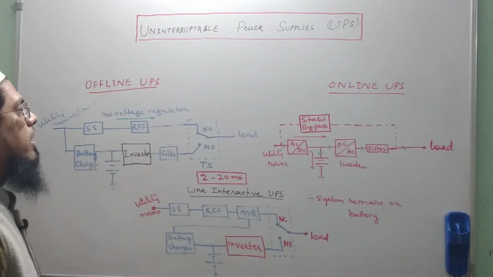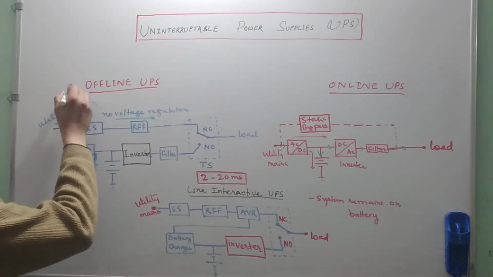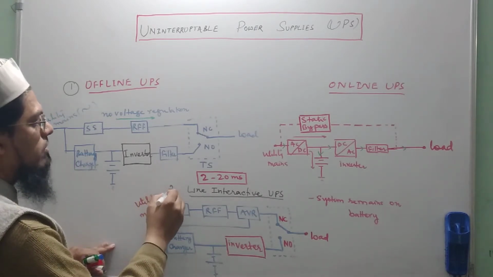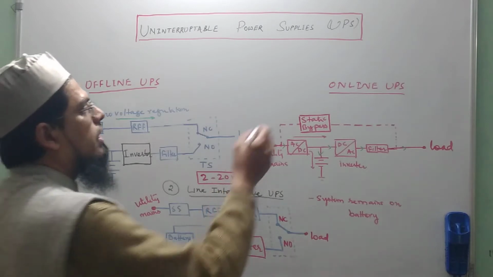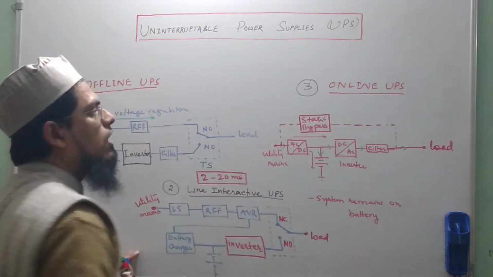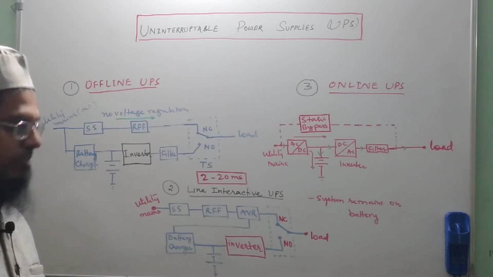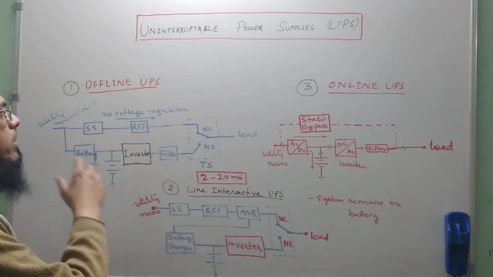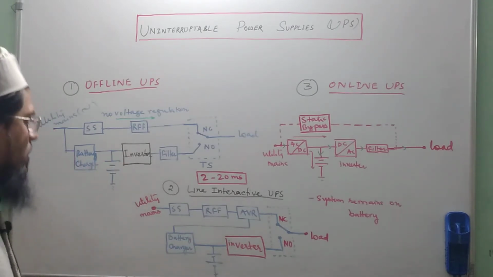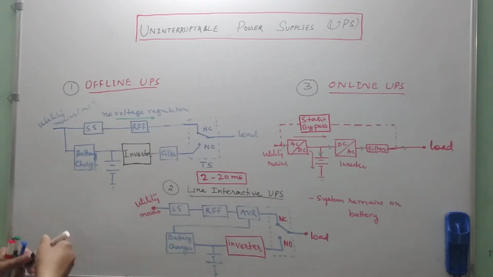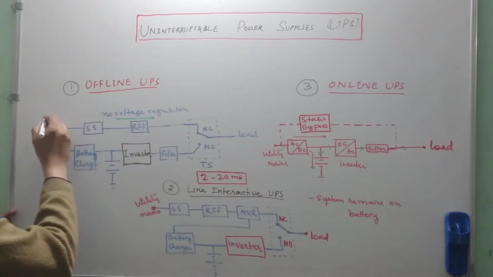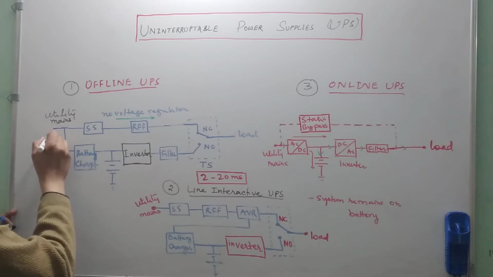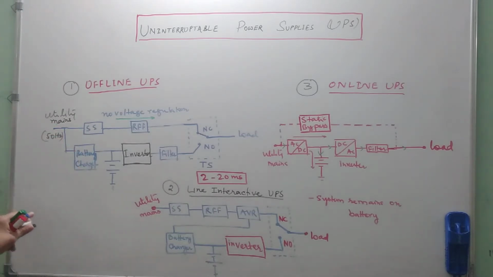Basically, a UPS can be divided into three types. The first is the offline UPS, the second is the line interactive UPS, and the third is the online UPS. So, let us start with the first one. I have drawn the basic block diagram of an offline UPS. We have the supply available from the utility mains, and it is a 50 hertz, 230 volt supply normally available in India.